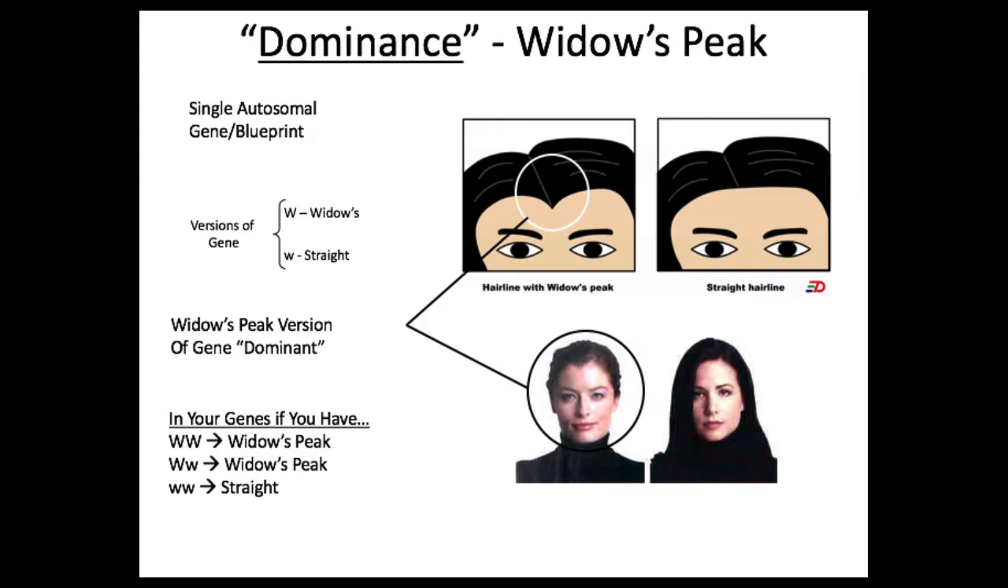So in your genes, if you have both copies of the dominant allele, which is the uppercase W, you have a widow's peak. If you are heterozygous, meaning you have the big W and the little w, you have a widow's peak. It's only if you have both copies of the recessive allele, which is little w, that you have a straight hairline. It's important to note that autosomal traits, such as hairline, are not sex-linked. Instead, these are carried in our autosomal cells.